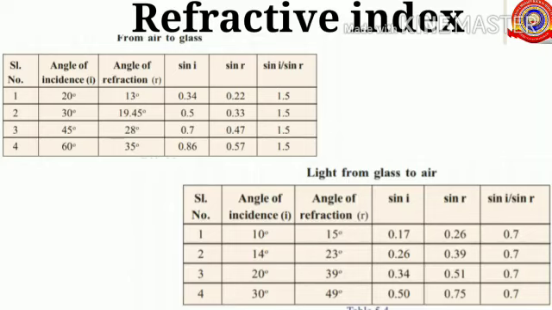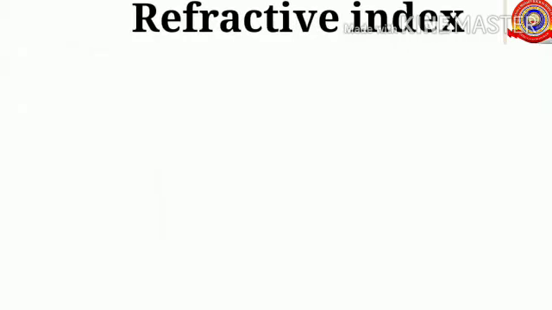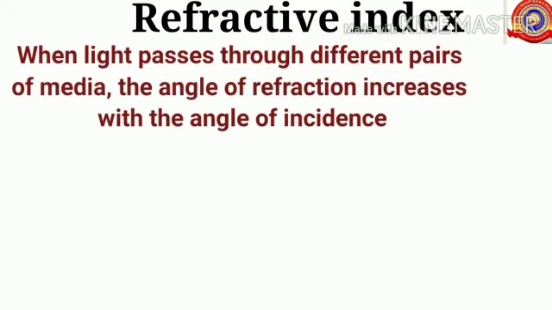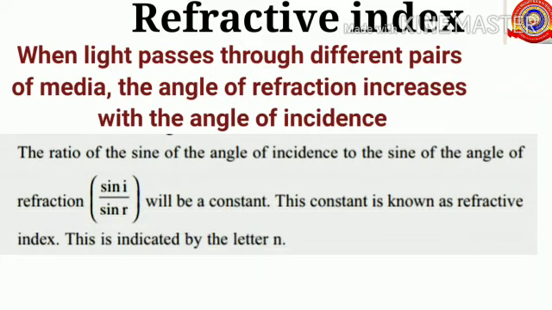Similarly, when light enters from glass to air, also it makes different angles of incidence and angles of refraction. And by dividing sin i by sin r, we will get the constant value here, that is 0.7. That means whenever the angle of incidence and the angle of refraction are different, the ratio will be a constant. So that is the refractive index, that means sin i by sin r. When light passes through different pairs of media, the angle of refraction increases with the angle of incidence.